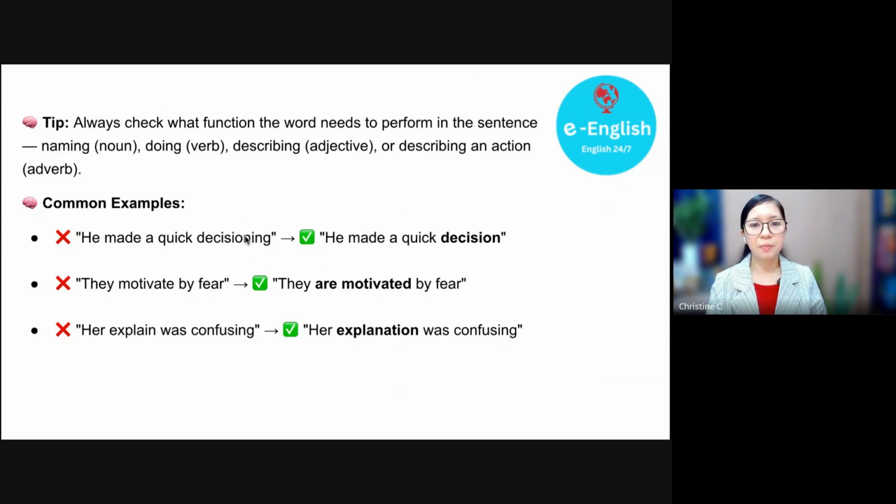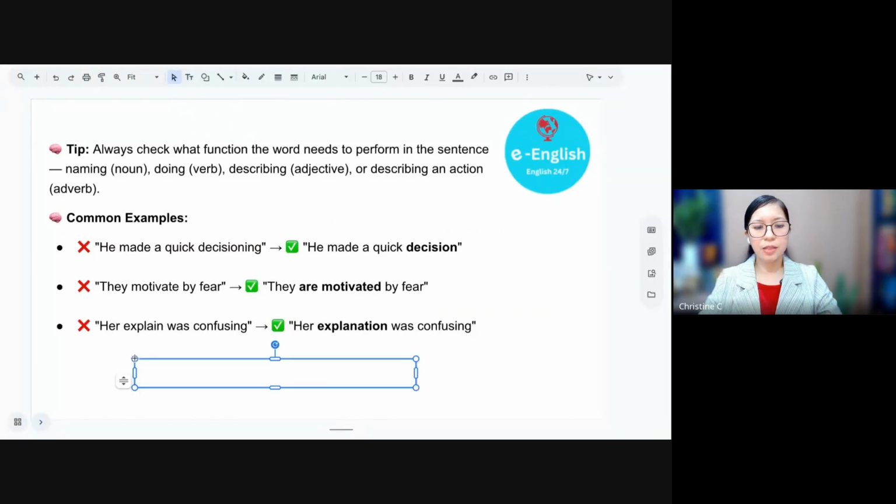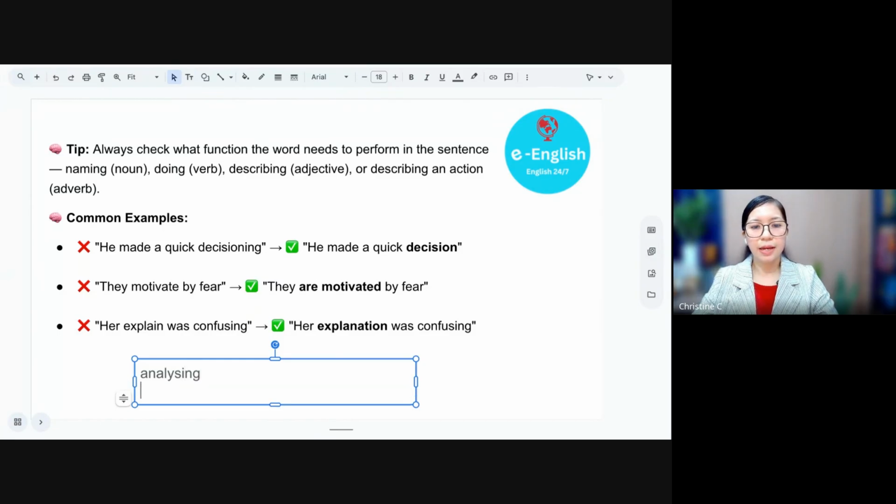I mentioned earlier about gerunds because there are verbs that look like a noun. That is when we add ing to them. So here's an example of that. Let me type it here. So in the word analyzing, or analyzing, and analysis. These two words can both be used as a noun.